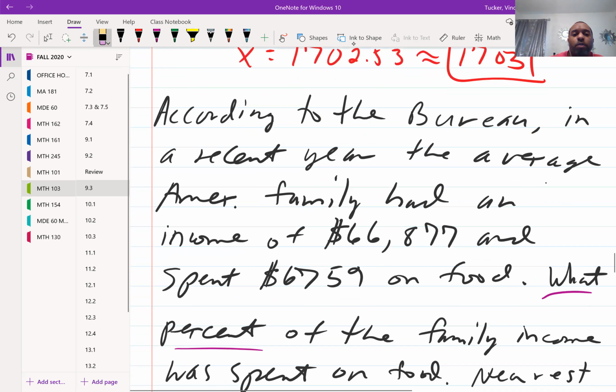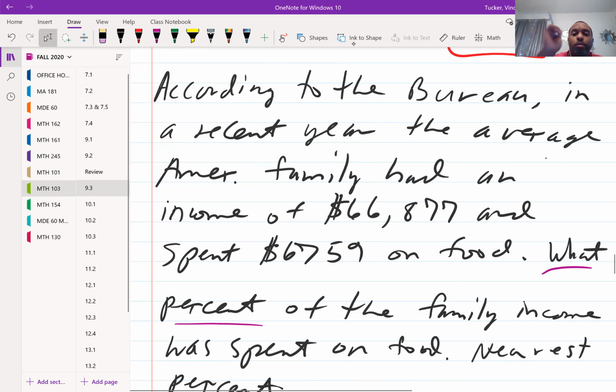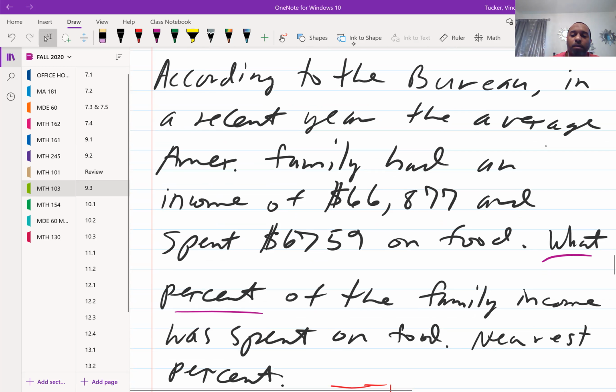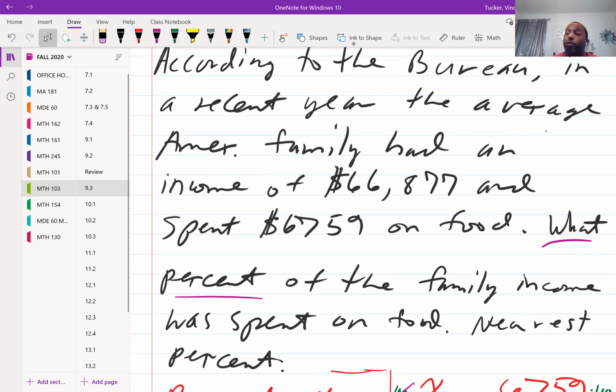According to the Bureau, in a recent year, the average American family had an income of $66,877 and spent $6,759 on food. What percent of the family income was spent on food? And it tells us to round to the nearest percent.